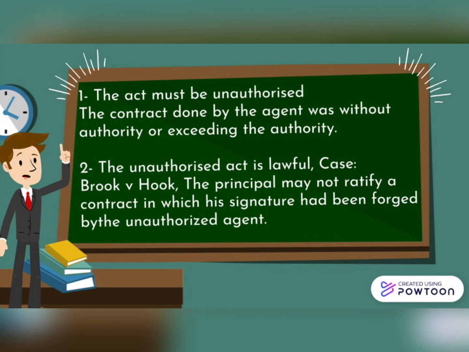Explanation for number 1. The act must be unauthorized. The contract done by the agent was without authority or exceeding the authority. Second, the unauthorized act is lawful. Case under Brook v. Hook: the principal may not ratify a contract in which his signature has been forged by the unauthorized agent.